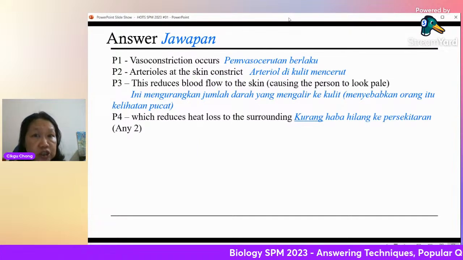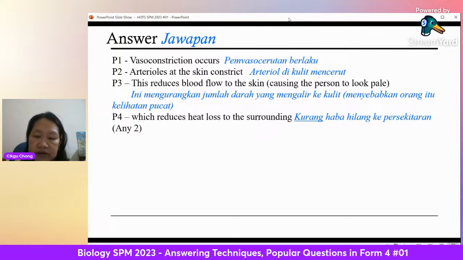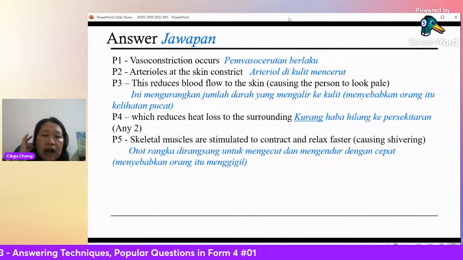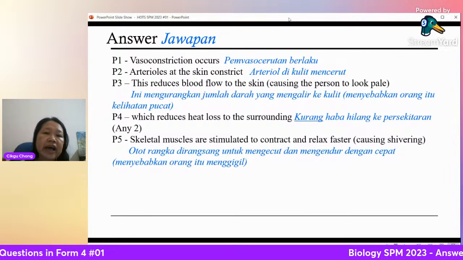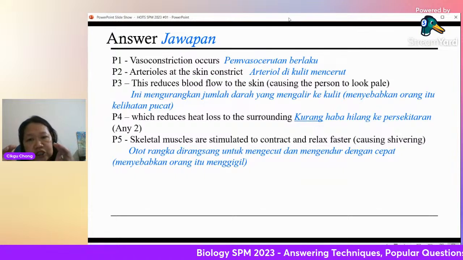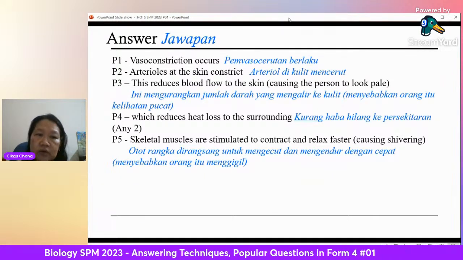Because they also say about shivering. Lagi 2 markah, khaskan untuk shivering. So the other 2 marks, you're going to talk about shivering. Why did the person shiver? Because skeletal muscles are stimulated to contract and relax faster. This is causing shivering. That's why bracket here shivering, because you don't get marks, because this is given in the question.